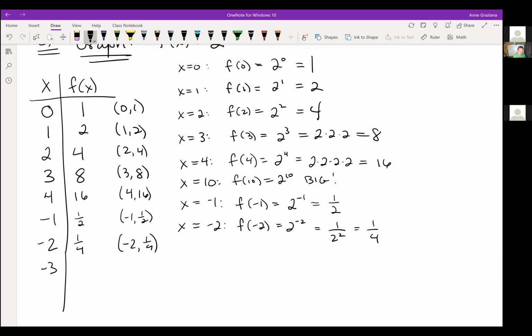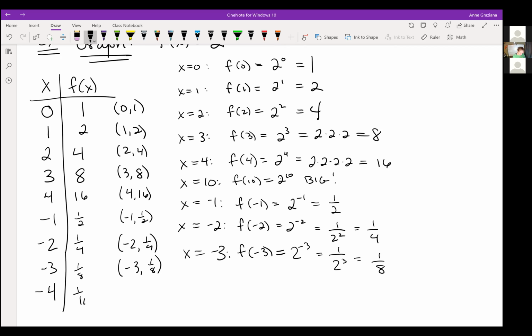Okay, -3. What do you think -3 is going to be? Can anybody just call it right now? Oh, you're not fast enough. 1 over 8. Yeah, okay, good. 1 over 2 cubed is 1 over 8. So then what do you think -4 is going to be? 1 over 16. Yeah, very good. You guys see the pattern going on here?